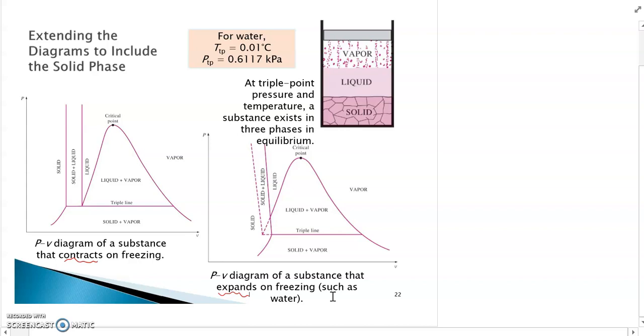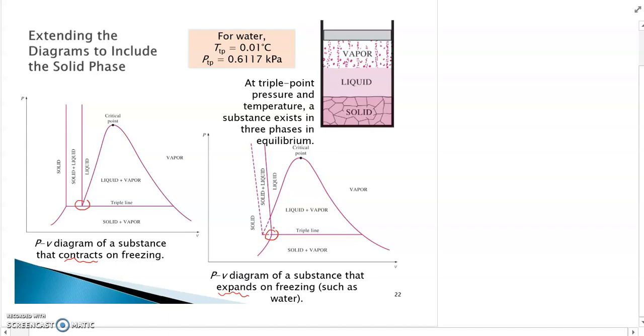So these two diagrams differ only in the solid-liquid saturation region. If you see this side, you have a slight angle, and this one is a straight line. So your triple point is here.